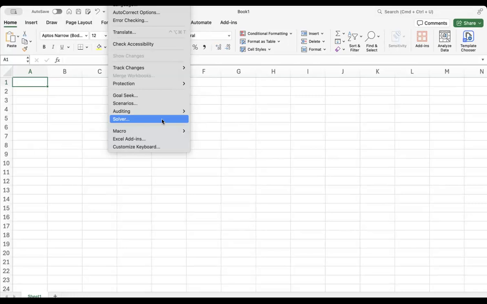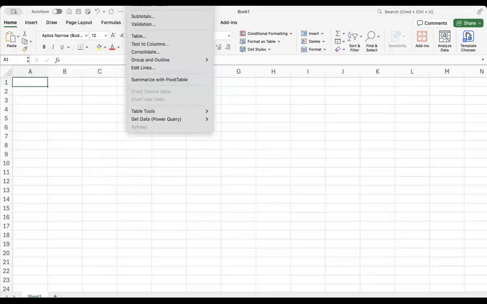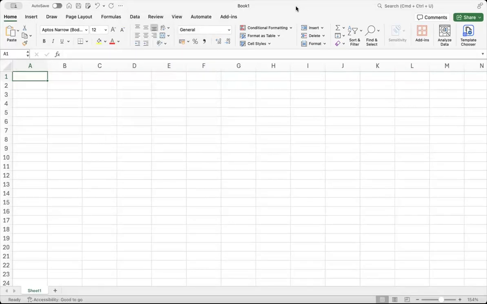How about people on the Zoom? Can you install it for Windows system? Which menu is it? File, right? File, Options, and then Add-ins, and then you check for Solver. Install the Solver. Okay.